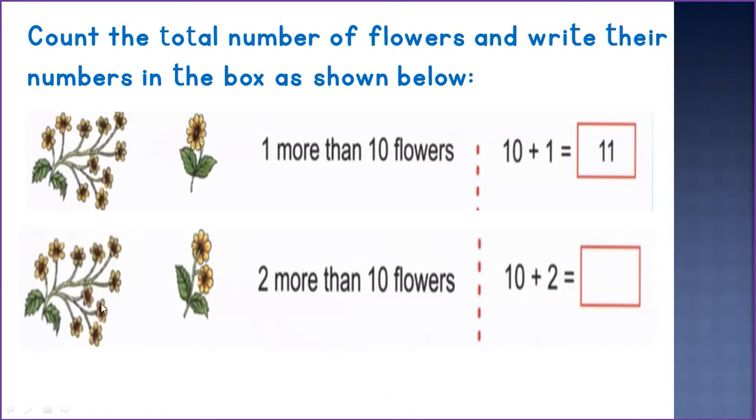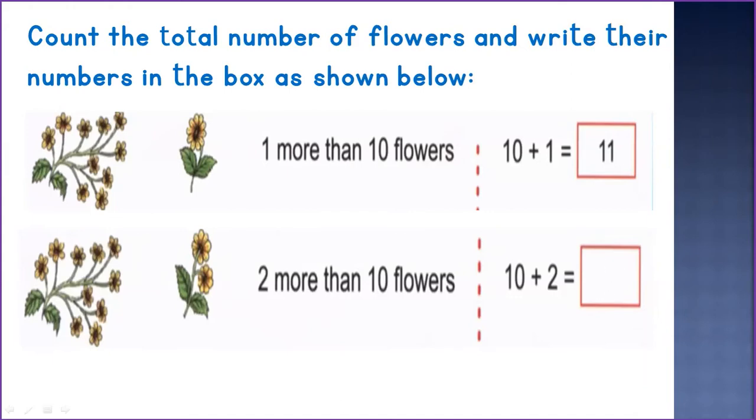Yes. Now you tell me. This is a bunch of 10 flowers. Okay. And here you can see 1, 2 flowers. It means 2 more than 10 flowers. How many? 2 more than 10 flowers is 10, 11, 12. Yes, 12. 2 more than 10 flowers are 12 flowers. Okay, you write here 12.